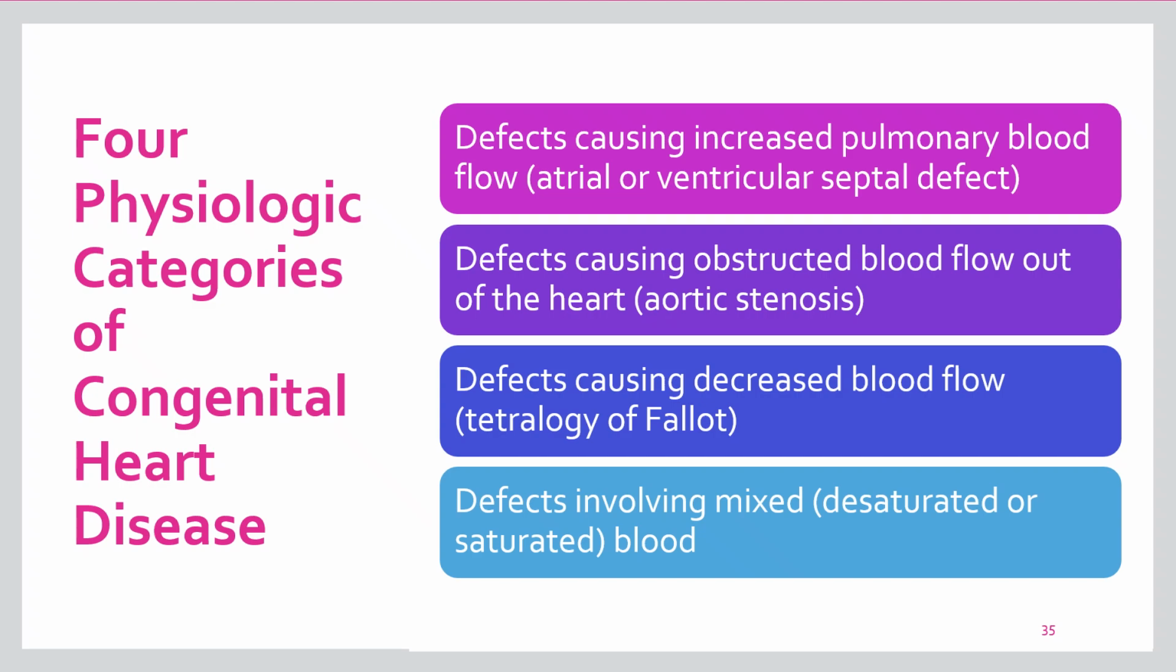So tetralogy of Fallot is a condition. Tetralogy, I think we talked about this in the class. Tetra means four, then tetralogy of Fallot means four conditions causing the condition. So a combination of four congenital defects. This is mostly because of the ventricular septal defect, overriding of the aorta.